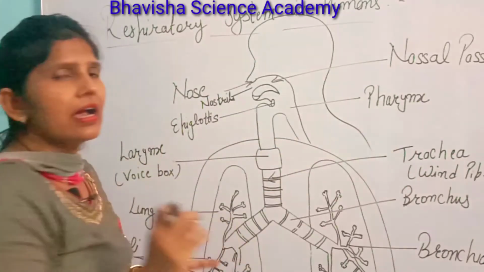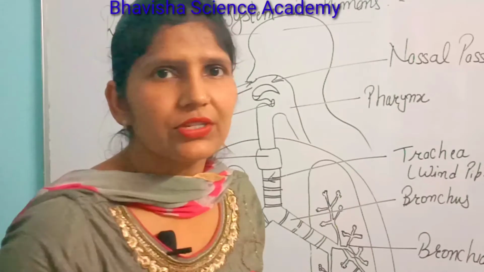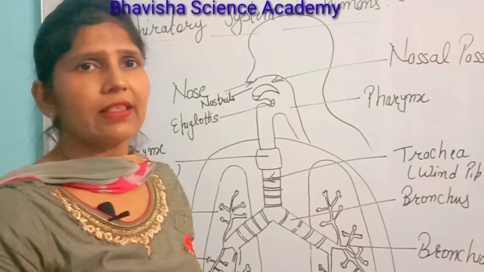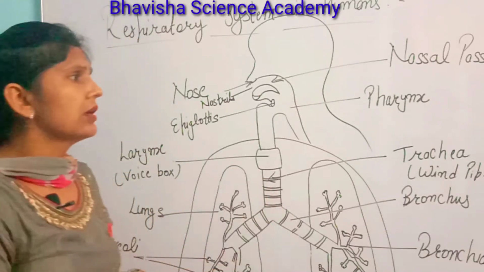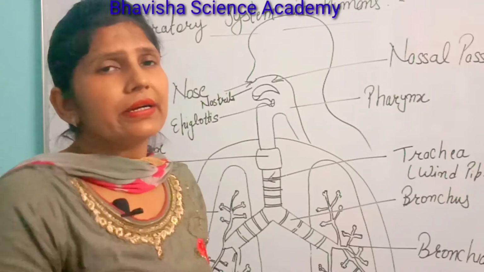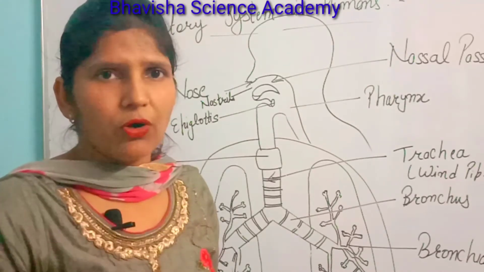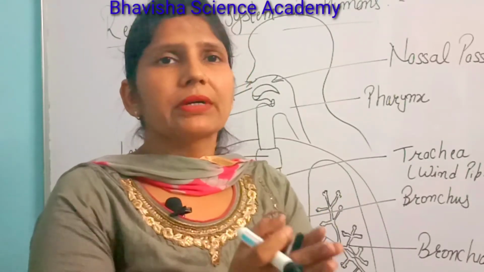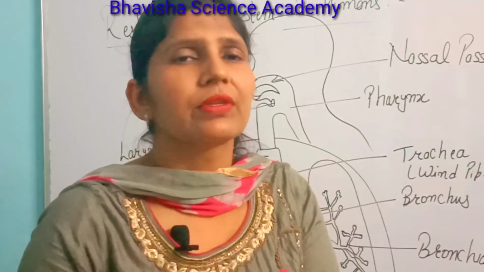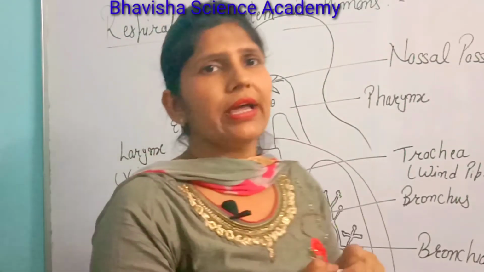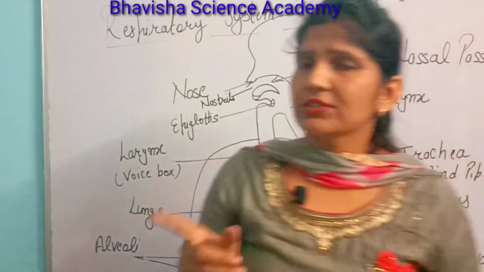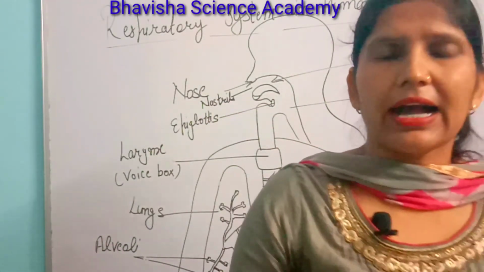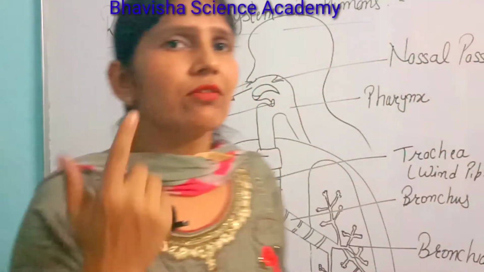These organs are involved in the respiratory system. Now I am going to explain the working of the respiratory system, how all these organs work to help take oxygen into our body and give out carbon dioxide. That is the complete mechanism of respiration. I already told you that breathing is generally a physical process of taking oxygen inside and giving out carbon dioxide.